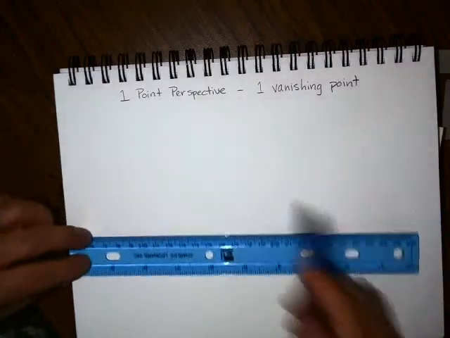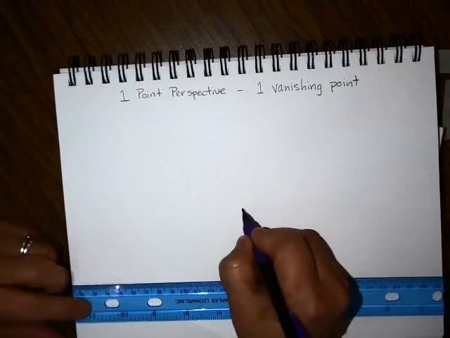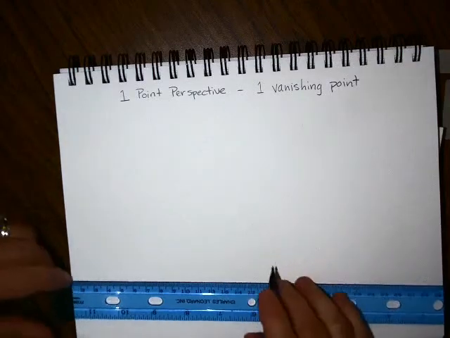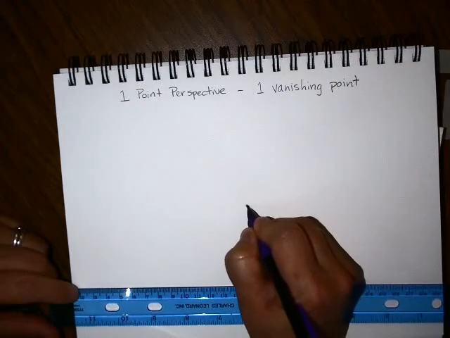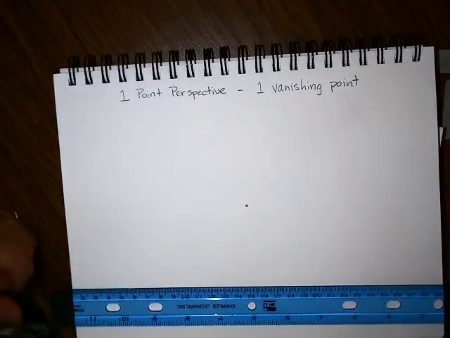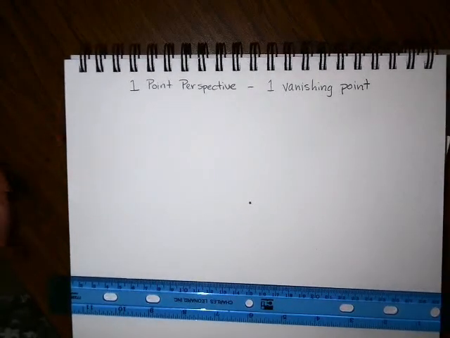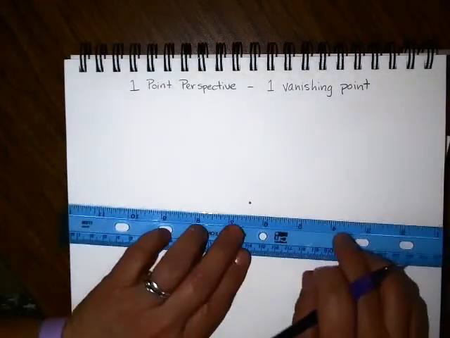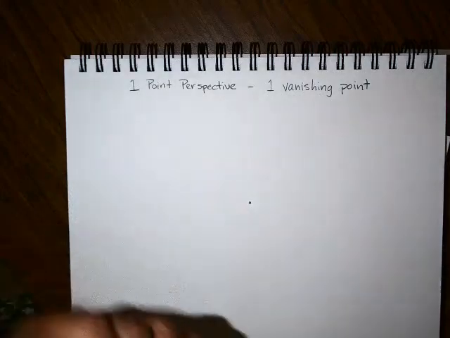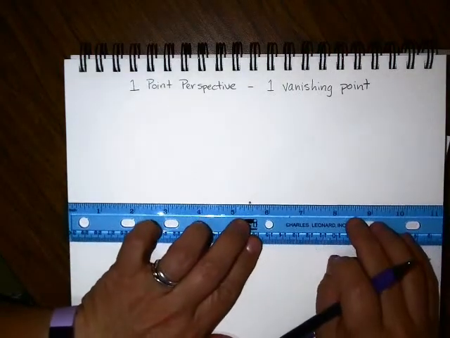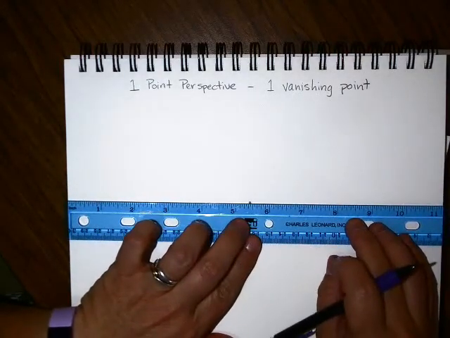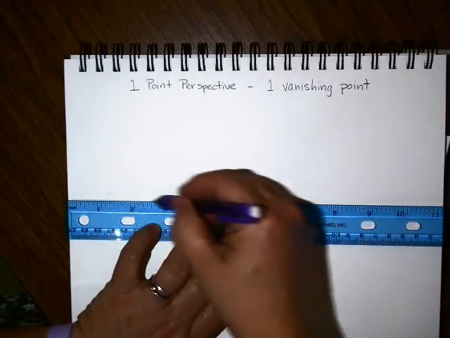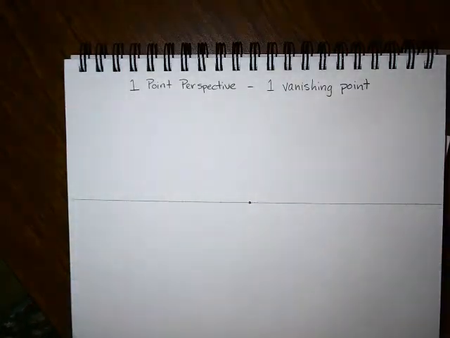Alright? So 1 point perspective using one vanishing point. For right now, I'm just going to stick my vanishing point right in the middle of the page, and it literally is just a dot, a point. Then I'm going to use my ruler, and I am going to draw a horizon line. This is simply a horizontal line that goes through the vanishing point.